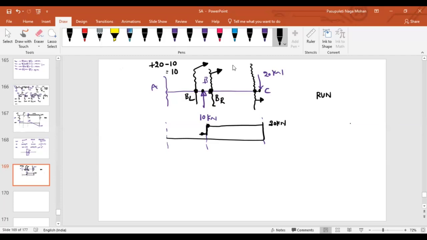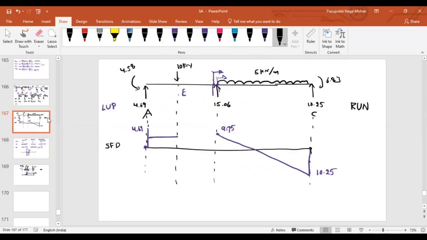So there is a change here. This is how you should draw. Even though at this point it is 20, at this point it is 10, you cannot draw like this. As these 2 points are very, very close, you have to represent it with a vertical line only. Okay, sir. Now, how to find the shear force at an intermediate support?